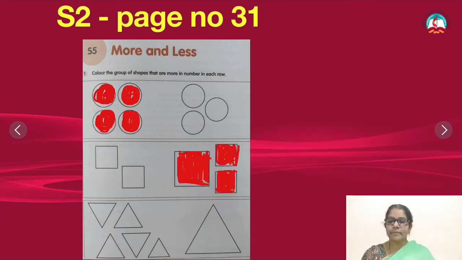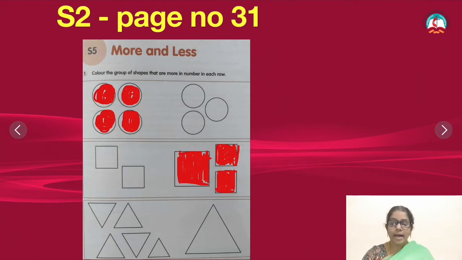Next we have triangles. Now count how many triangles are this side. 1, 2, 3, 4, 5. Now this side we have only one triangle. So which side we have more triangles? 5 or 1? 5 triangles. Very good, children.